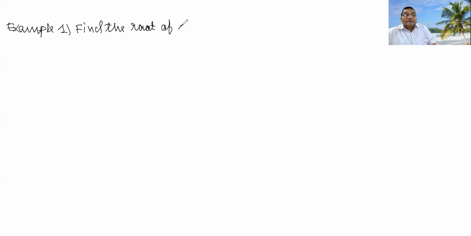Find the roots of 4x square plus 3x plus 5 equal to 0. This is the given equation. Now, solution. The given equation is 4x square plus 3x plus 5 equal to 0.